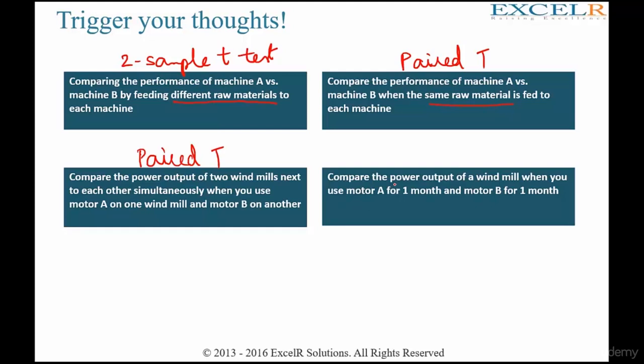However, if you compare the power output of a windmill when you use motor A for 1 month, this 1 month might be dry season, it might be summer season, no wind absolutely maybe, and motor B for 1 month, and maybe in this 1 month it's some kind of winter season, a lot of winds are blowing, so the external conditions vary, hence we perform two sample t-test.